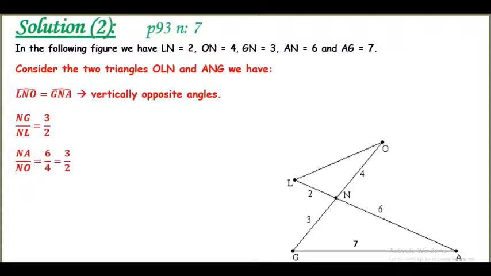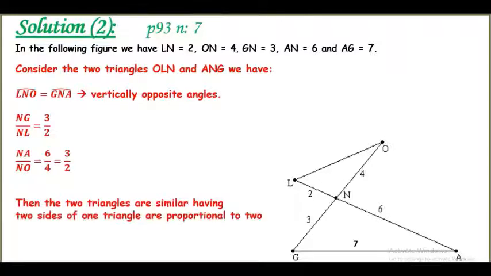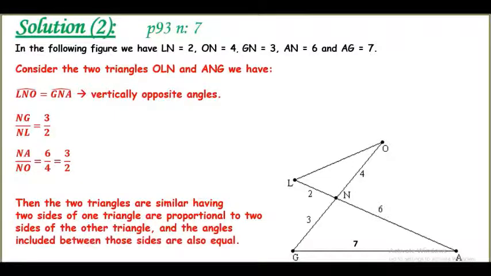Now, we can say that the two triangles are similar, having two sides of one triangle proportional to two sides of the other triangle, and the angles included between those sides are also equal. So now we have NG over NL is equal to NA over NO, which is equal to 3 over 2.